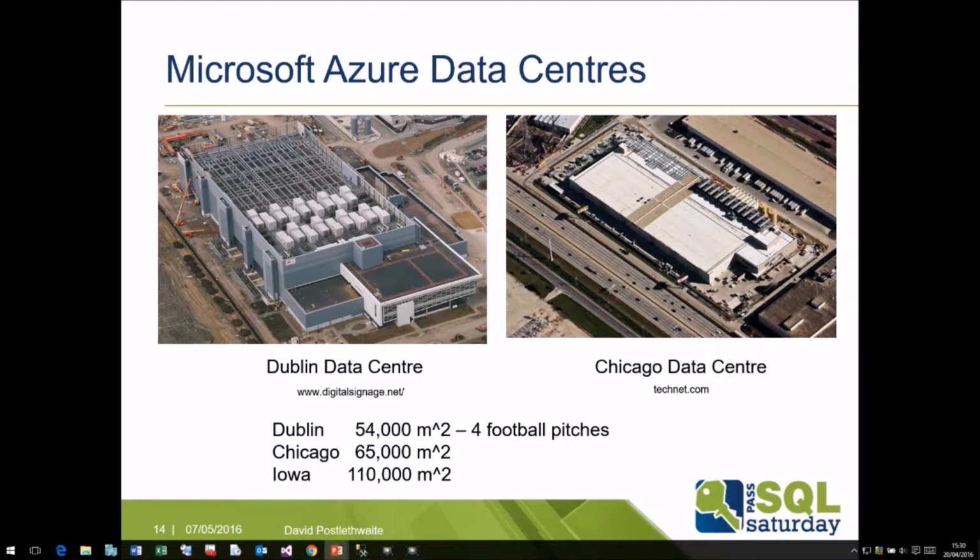The Chicago data center, one of the largest, is 700,000 square feet. And in 2014, Microsoft announced plans to spend $1 billion on a new data center in Iowa, in the United States, that will be more than 1.2 million square feet. So you can see that these places are huge.